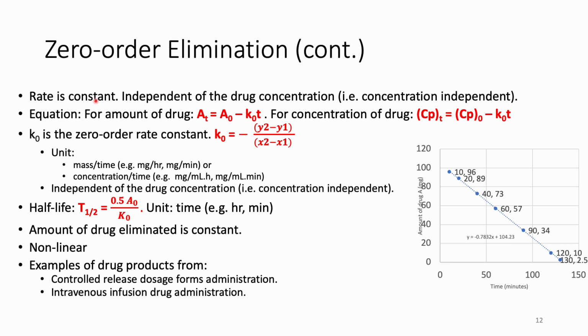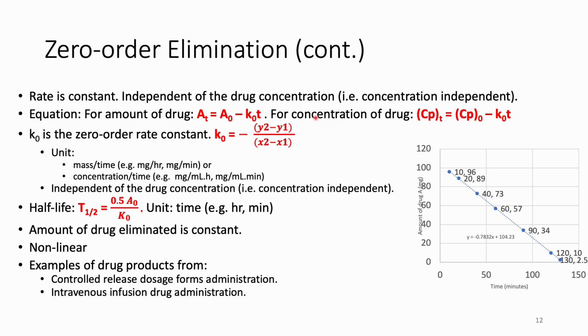This is a summary about zero-order elimination kinetics. For any drug following zero-order elimination kinetics, the rate is constant. It always has the same rate, independent of the drug concentration. Whatever the drug concentration, the rate is still the same. The equation for the amount of drug is At. This means the amount of drug at any time t equals A0, the initial amount of drug in the plasma, minus K0t. K0 is the elimination rate constant, and t is time.